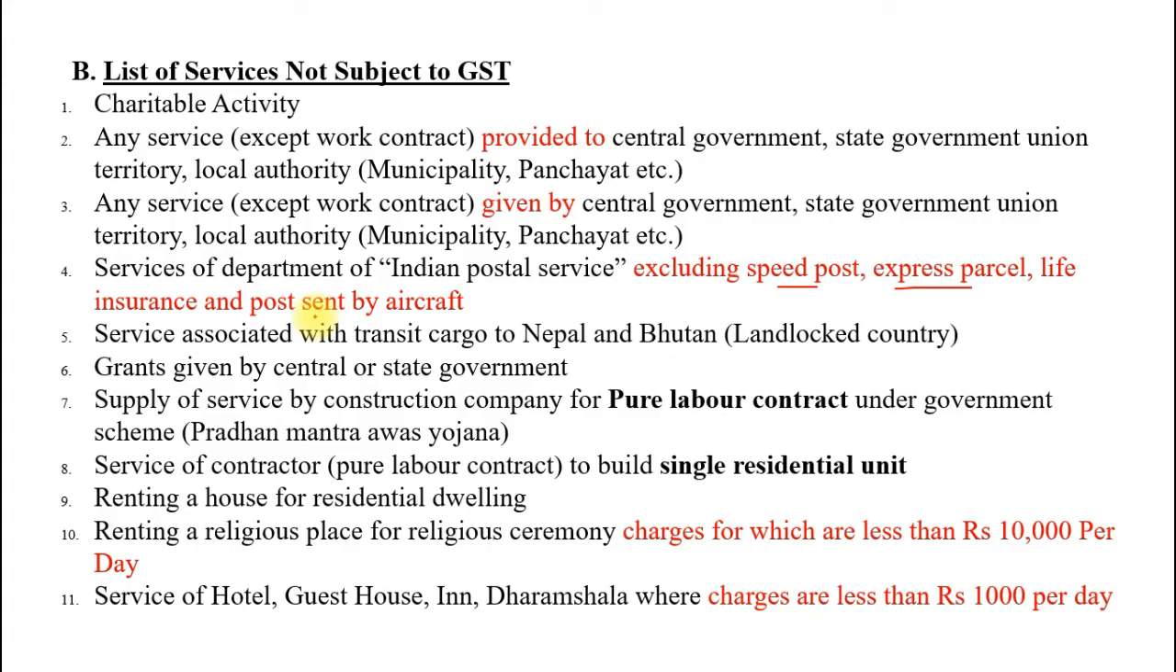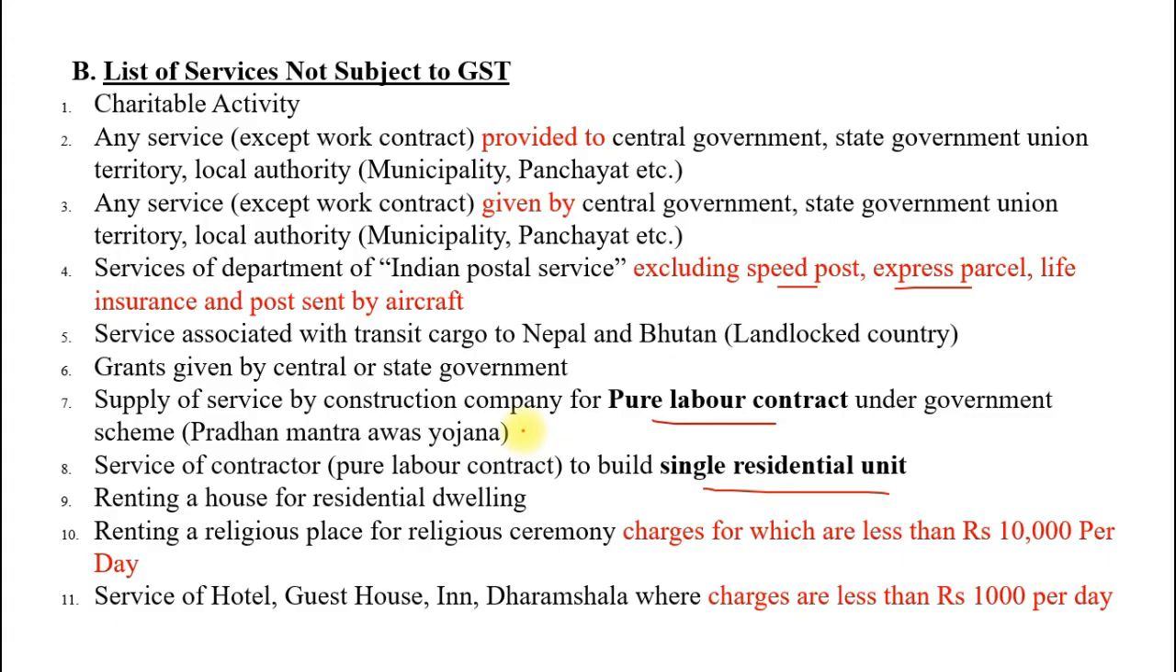Services associated with transit cargo to Nepal and Bhutan are again exempted. Grants given by central or state government are exempted. Supply of service by a construction company for pure labor under any government scheme is exempted. Service of a contractor for pure labor to build a single residential unit is exempted. It's not for commercial use. Anything which is for residential use is exempted. Renting a house for residential dwelling is exempted.